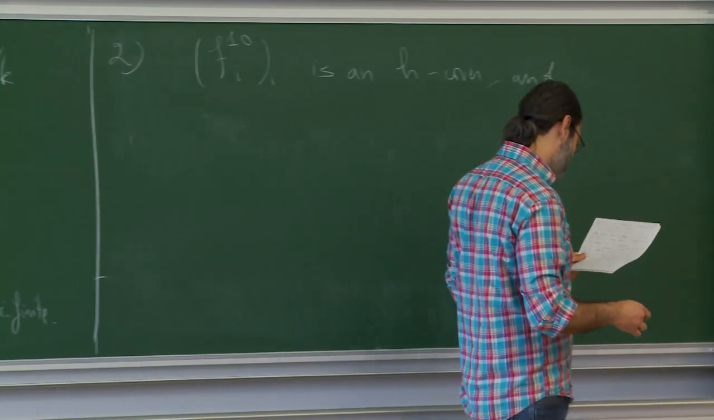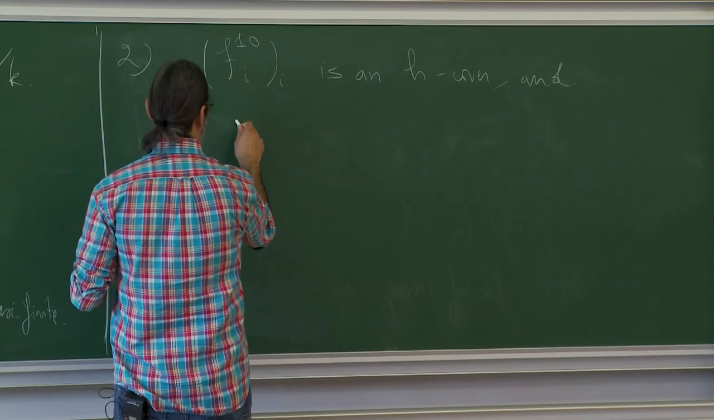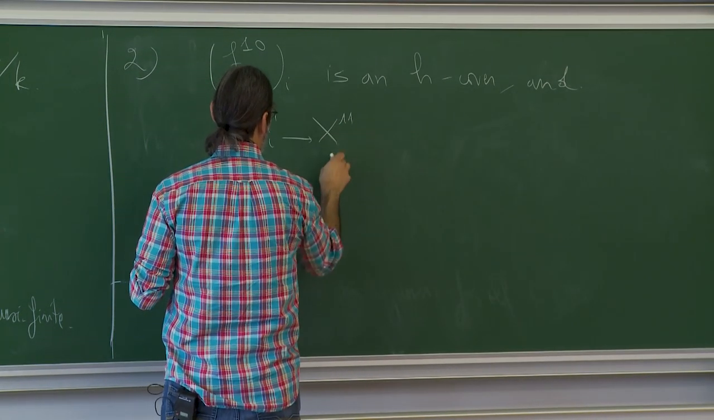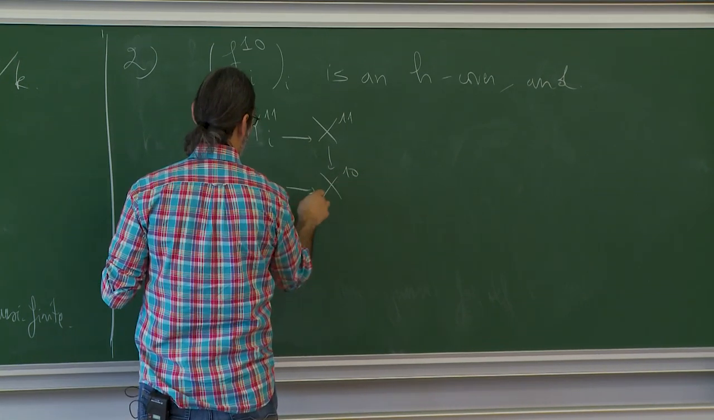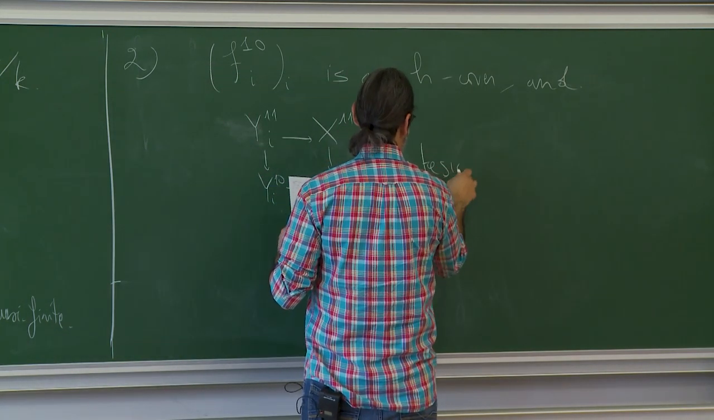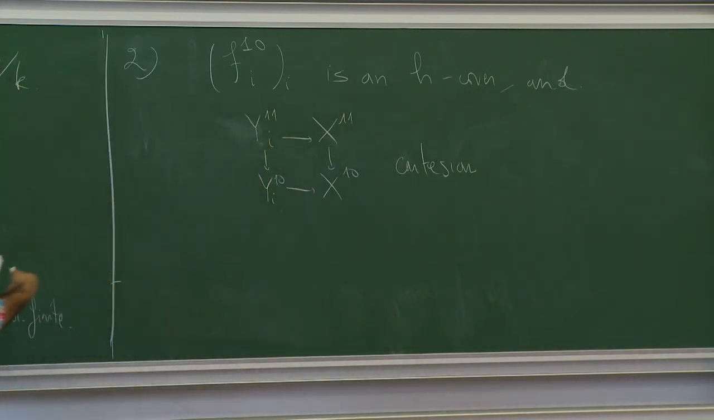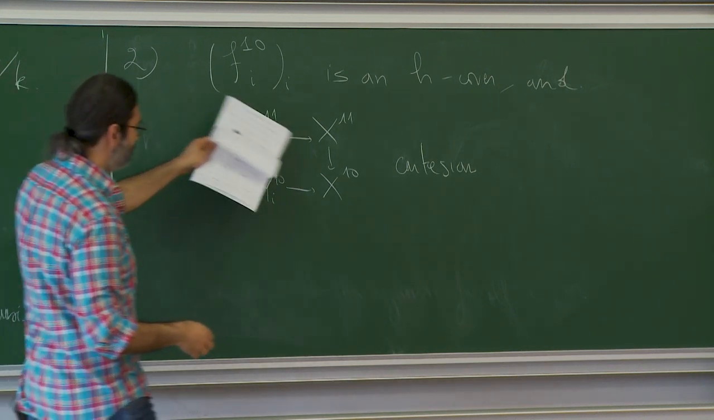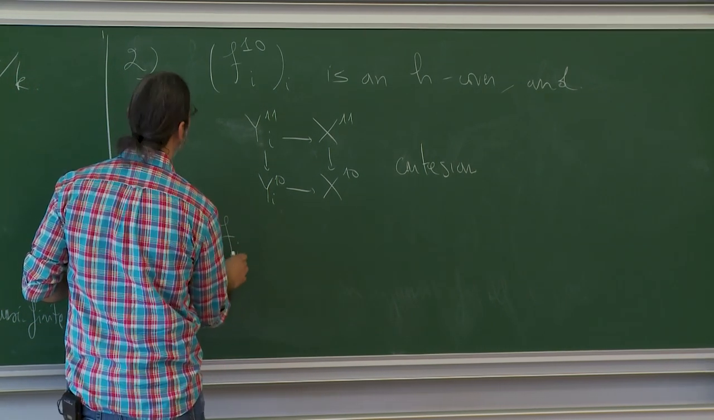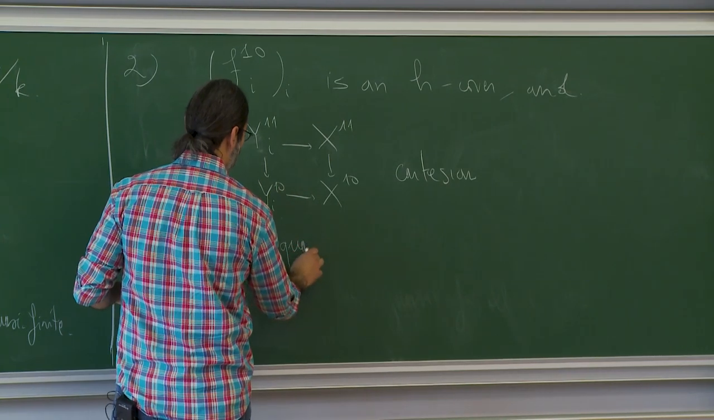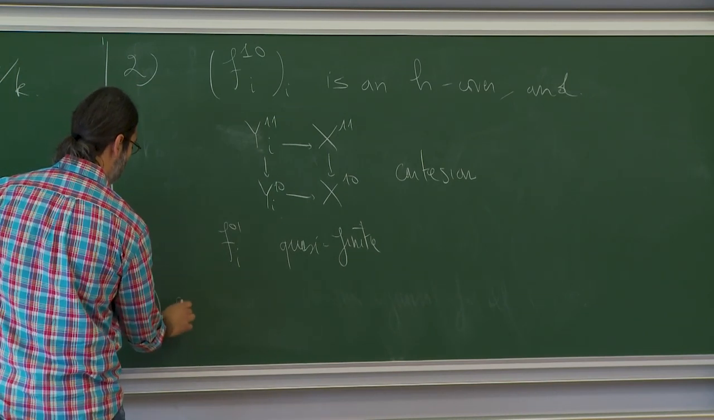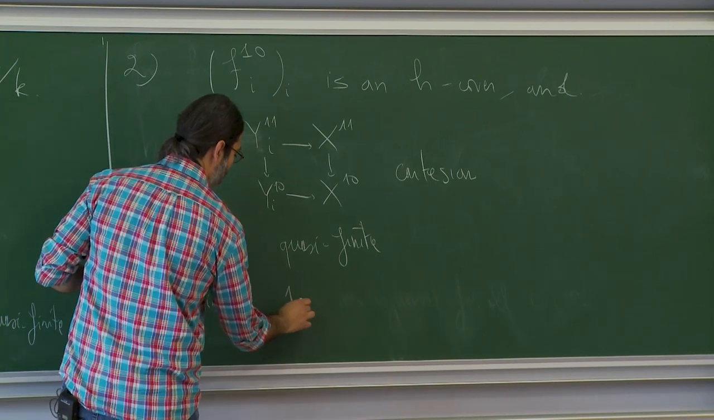Okay, so I want this to be an H cover, and I want this square to be Cartesian. So we start with an H cover of X_10 and we take the pullback of it to the Cartesian cover of X_11, and I want f_01^i to be again quasi-finite. And the third is just as in the second, but you exchange 0 and 1.